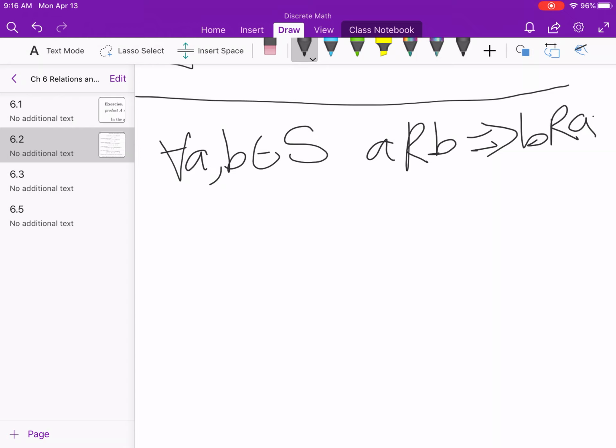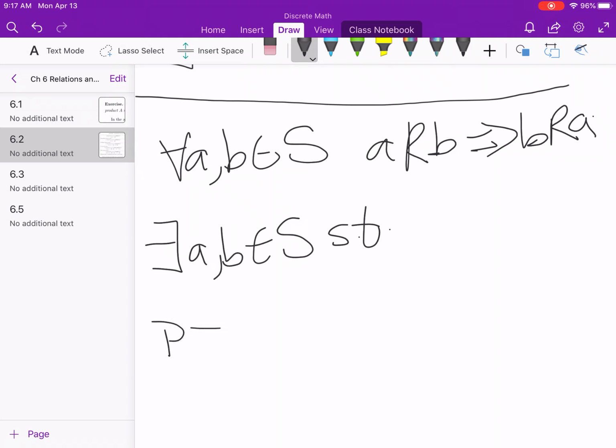And what would it mean for us to actually negate this? Well, remember, once again, if I have a universally quantified statement and I'm negating it, I'm saying there exists A and B in S such that... Well, remember when I have a thing like if P then Q, I can think about that as not P or Q.